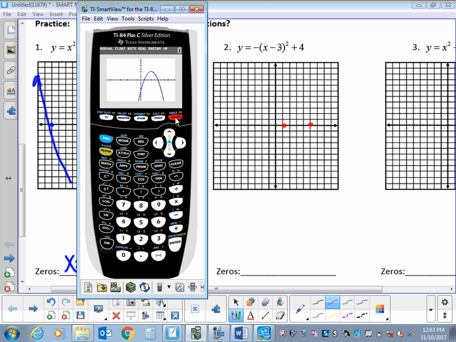Where do you think our vertex is? Maybe 3, 4? Does that look about right? Oh, it is 3, 4, right? So 1, 2, 3, up 4. 1, 2, 3. Once you have your points, you can go ahead and just sketch your graph. That's what it should look like.